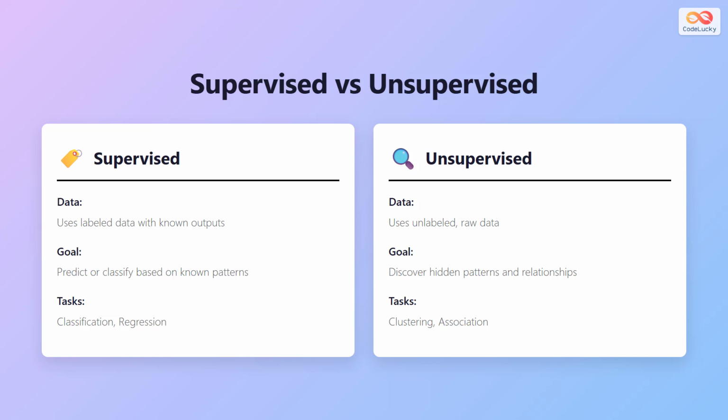Unsupervised learning works with unlabeled, raw data where answers are unknown. The algorithm must discover hidden patterns on its own. Clustering and association are unsupervised tasks. For example, discovering customer segments without predefined groups.